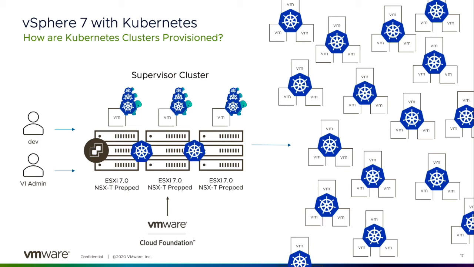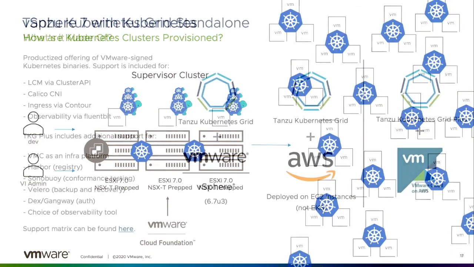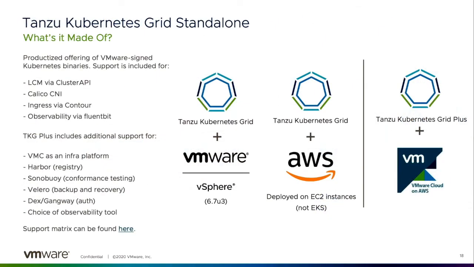So this is really the Kubernetes deeply integrated with vSphere 7 solution from a high-level architectural standpoint. We also have what we call Tanzu Kubernetes Grid Standalone. This is really the productized offering of VMware signed Kubernetes binary, without that high level of integration or requirement for vSphere 7 and NSX-T 3.0.